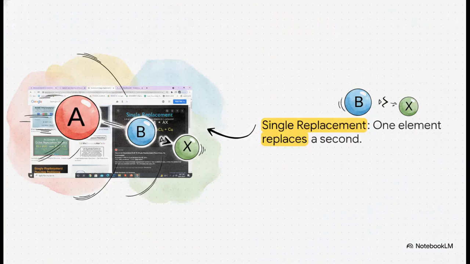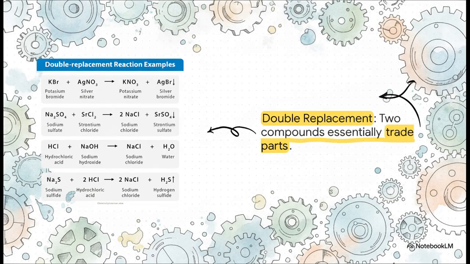Our third play is single replacement. You can kind of think of this one like a game of tag. A single element steps in and replaces a second element that's already part of a compound. So if A reacts with the compound BX, A simply tags B out, leaving B on its own, and forming the new compound, AX. And finally, we have double replacement.